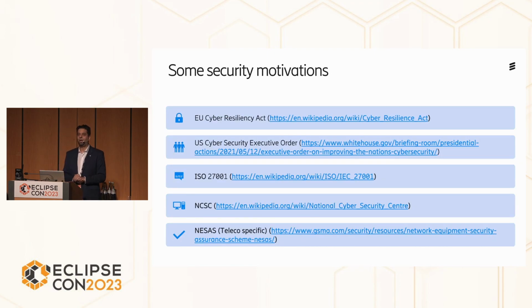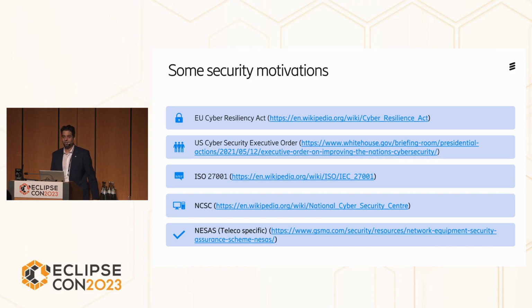So let's talk about other security motivations, because those are the internal ones that I gave. Let's talk external. Y'all heard about the Cyber Resiliency Act? This is a very interesting problem. I am very happy that the Eclipse Foundation, that Mozilla, that Apache are all stepping up, that they're expressing their concerns. The US Cybersecurity Executive Order is another example.